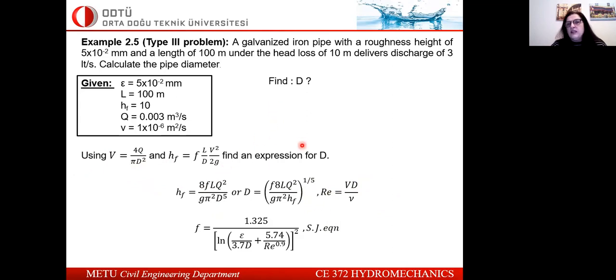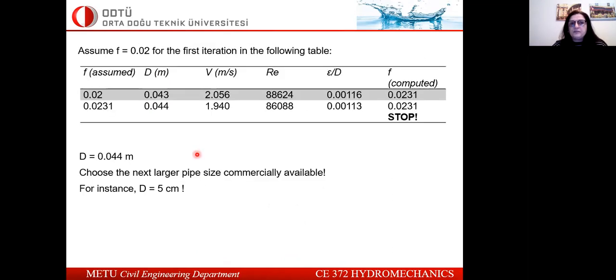And for epsilon over D ratio, epsilon is already given. Do not forget to convert it to meters, because from the solution procedure, we are going to obtain diameter in meters. So it is a very common mistake. Please be careful. So write your epsilon over D ratio as 5 times 10 to the minus 5 divided by the diameter that we have. And then we know the Swamee-Jain relation for F, which we are going to use in the Darcy-Weisbach equation.